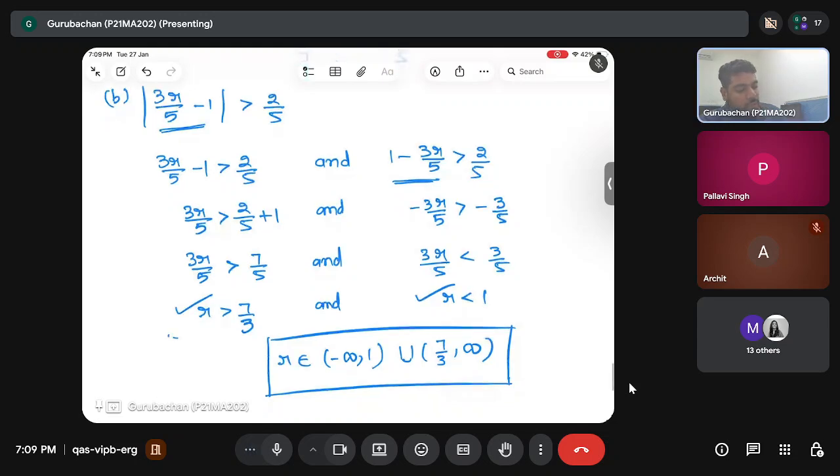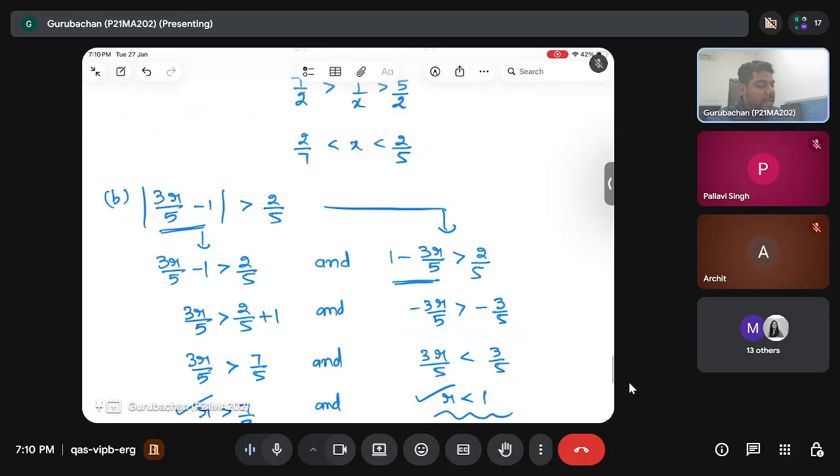So you solve with this one, supposing that your mod x is positive, and you follow this one when you are assuming that your x is a negative number. So r can be either more than 7 by 3 or it can be less than 1. So here and does not stand for intersection. I'm following both the cases. It can be possible this, or it can be possible this.